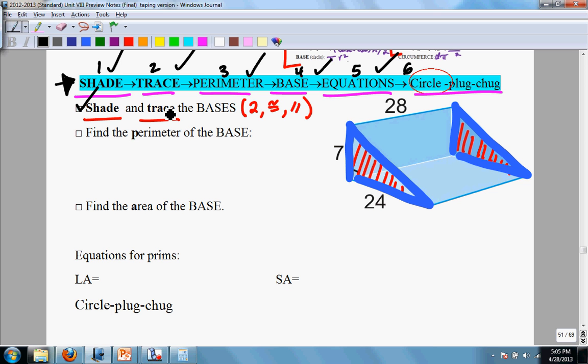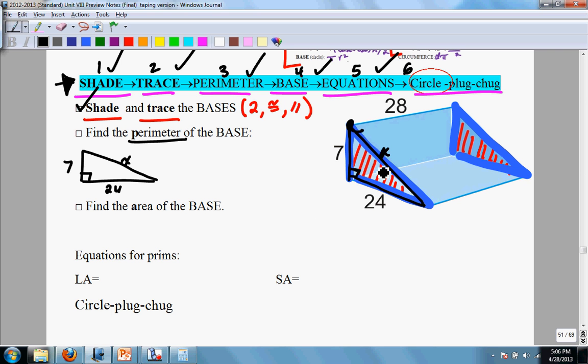Shade, trace. Now we're going to find the perimeter. When it says perimeter, it's always perimeter of the base. So let's walk our pencil around. Trace with me around the edge of the base. That's 7. Keep going. That's 24. Keep going. Whoops. We don't know that, and we need that to get our perimeter. So let's draw it. That's 7. It's 24. That's X.